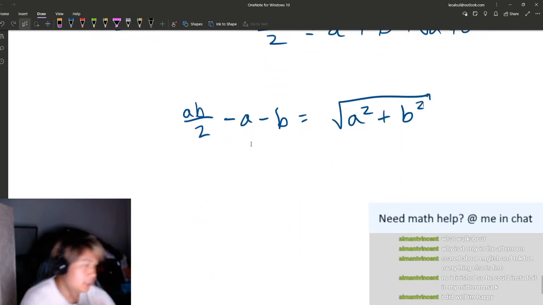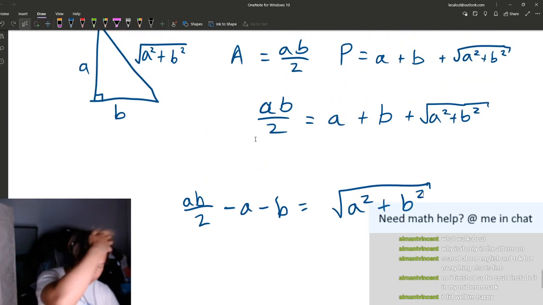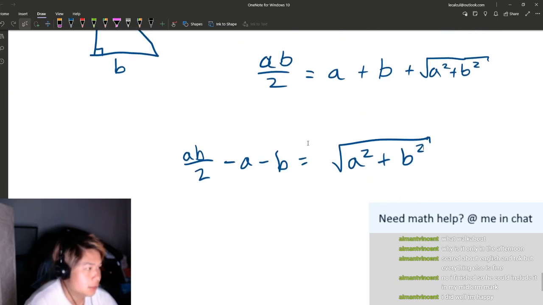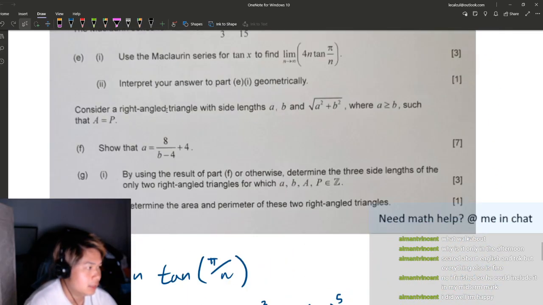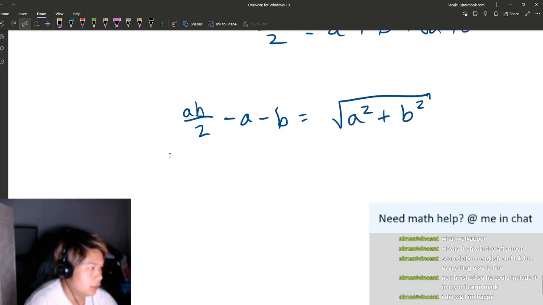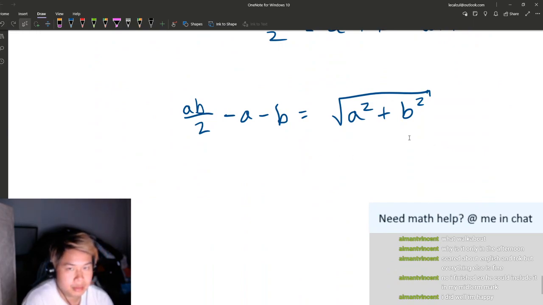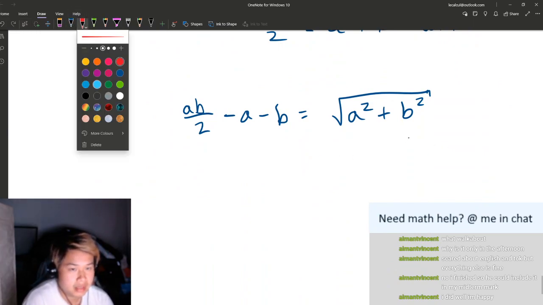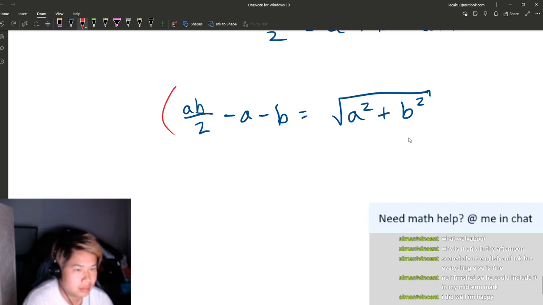Okay, this is my idea. And I feel like this might be the right way to go. I don't know. It's a 7-mark question. I'm going to move the A and the B over, because notice that this expression for A has no square roots. Actually, there's not even a square. So I'm thinking I need to get rid of this square root. So I'm going to square both sides. And this is going to get real ugly real soon.